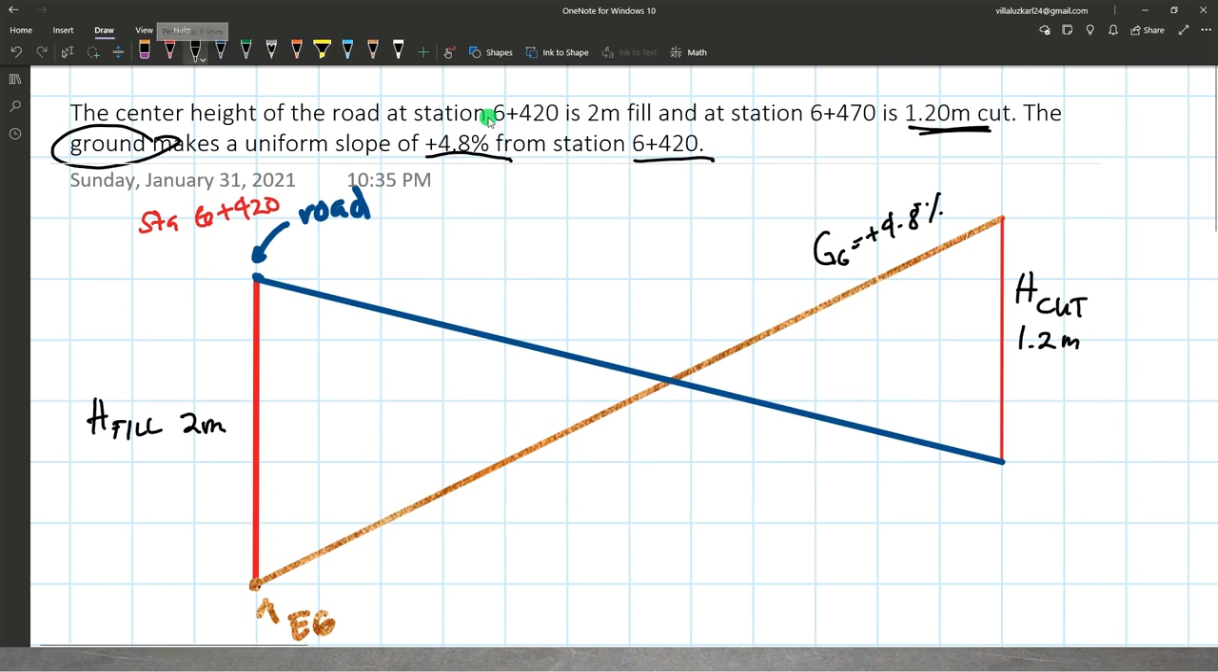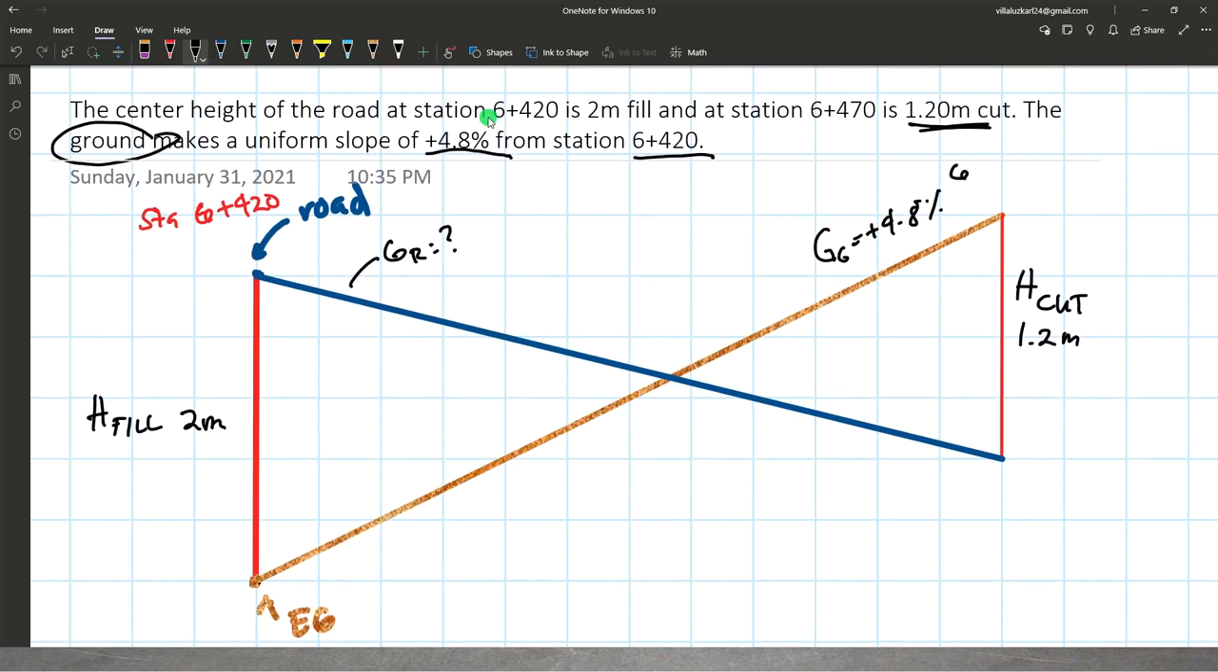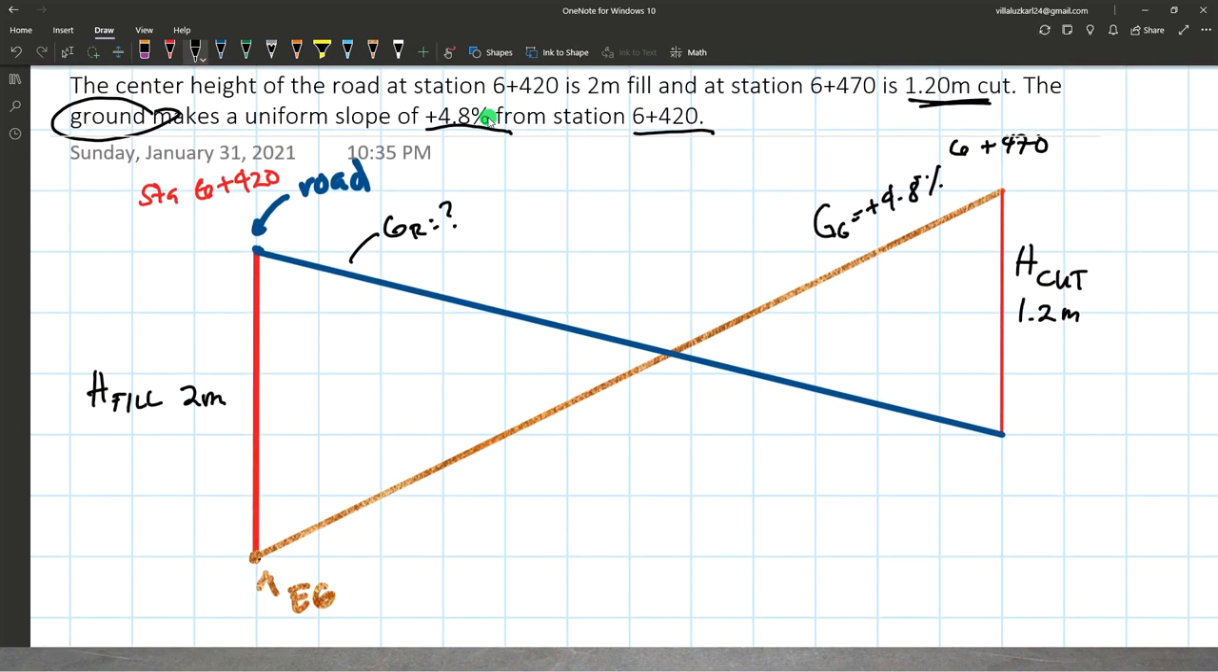The question letter A is, we have to determine the grade of this roadway. So the conventional solution, we can put all the dimensions here. We have 6 plus 470. So the distance from 6 plus 420 to 6 plus 470 is 50 meters. Okay. So we can form many right triangles on this figure.